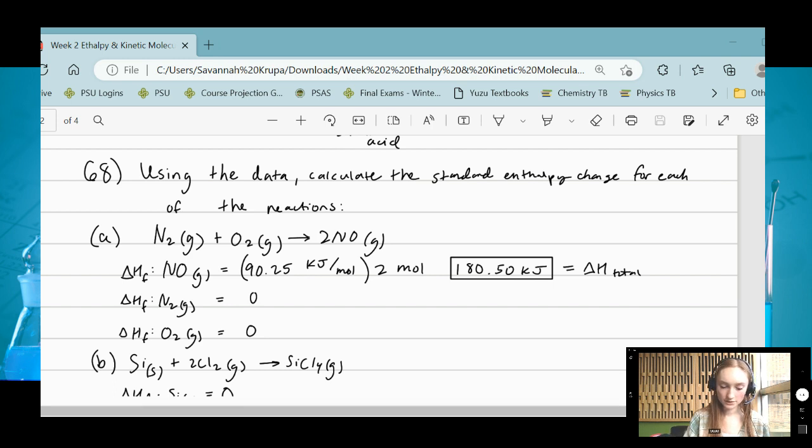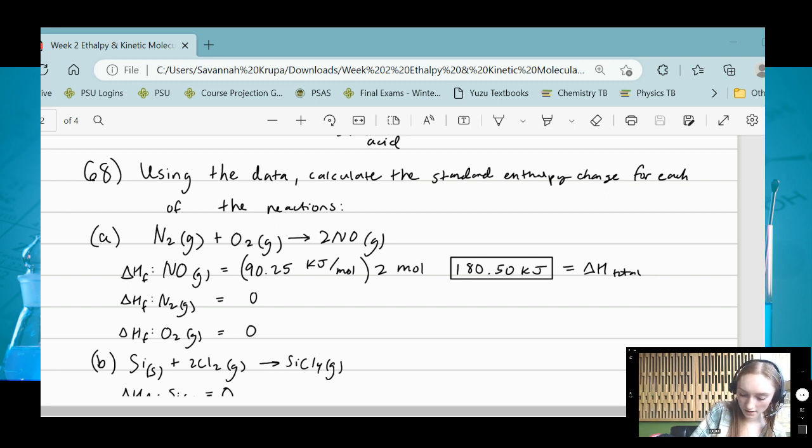So let's move on to the next problem. This is problem B, 68B, and we have silicon and chlorine gas makes a SiCl4 gas. So let's write out what we just did similarly.